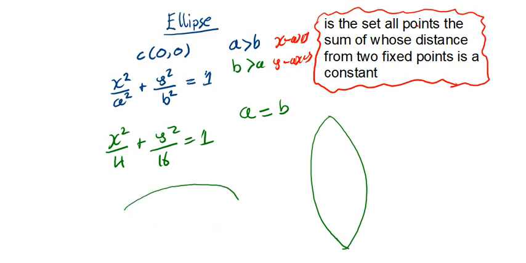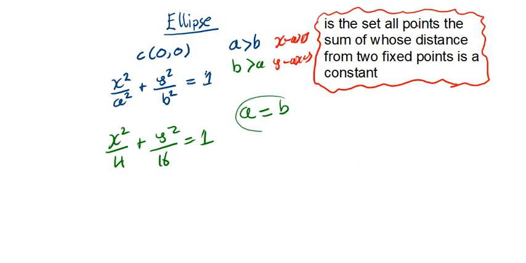So now, I've only talked about when a is greater than b and when b is greater than a. What if your a is equal to b? What do you think you are going to have?